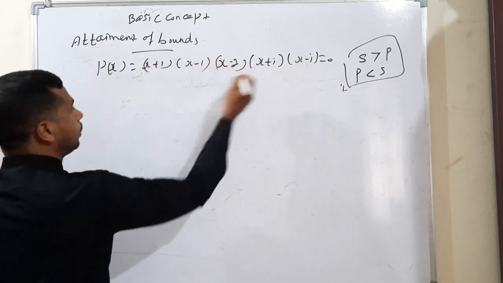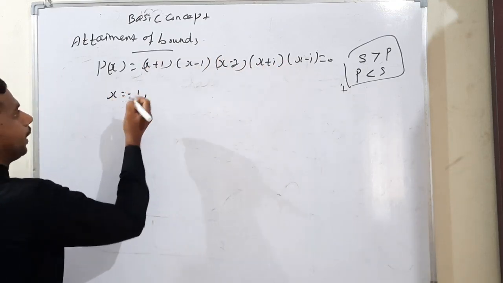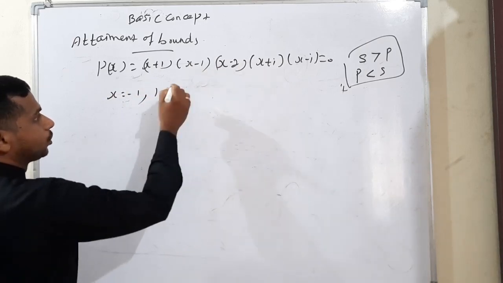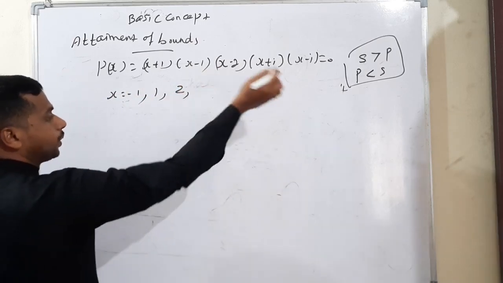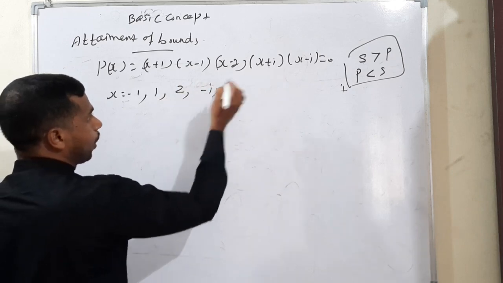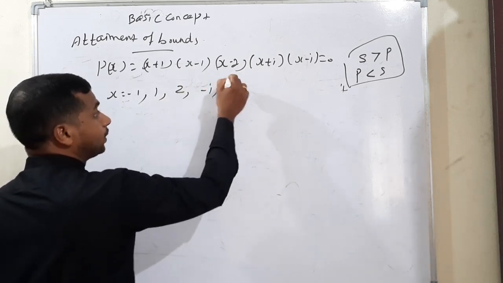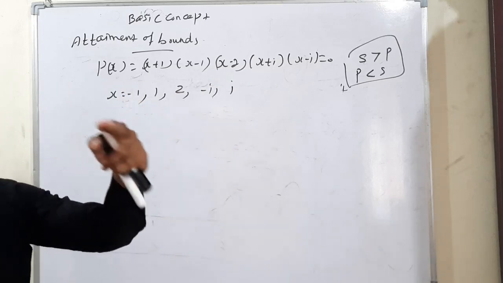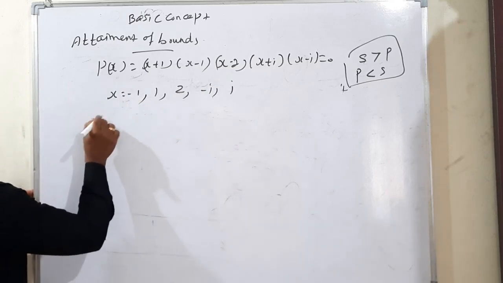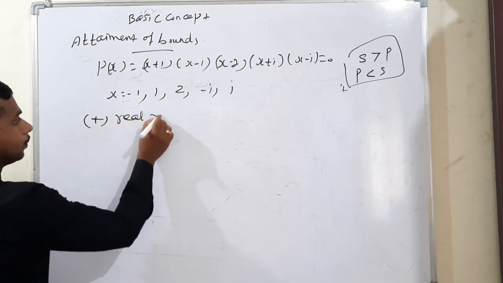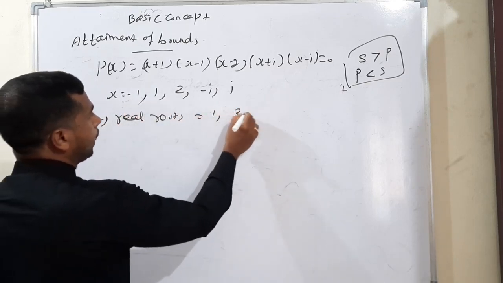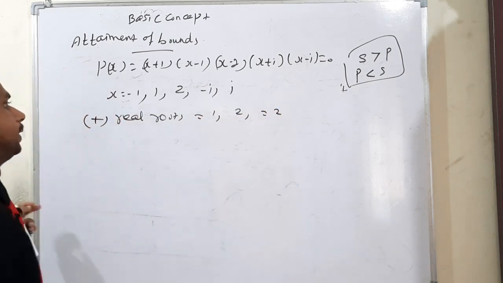x plus 1 is equal to 0 means x is equal to minus 1. x minus 1 brings the opposite sign, so positive 1. Minus 2 brings the opposite sign, so positive 2. Positive i brings the opposite sign, so negative i, and negative i brings the opposite sign, so positive i. So from these values, what are the positive real roots? The positive real roots are 1 and 2, totally 2 are there.